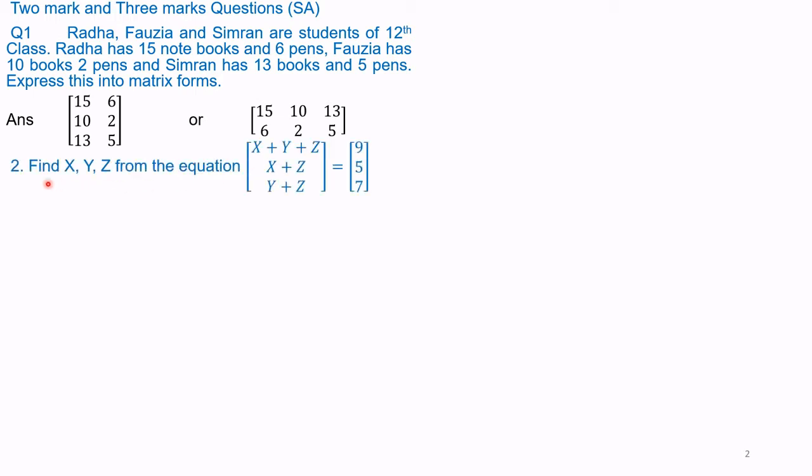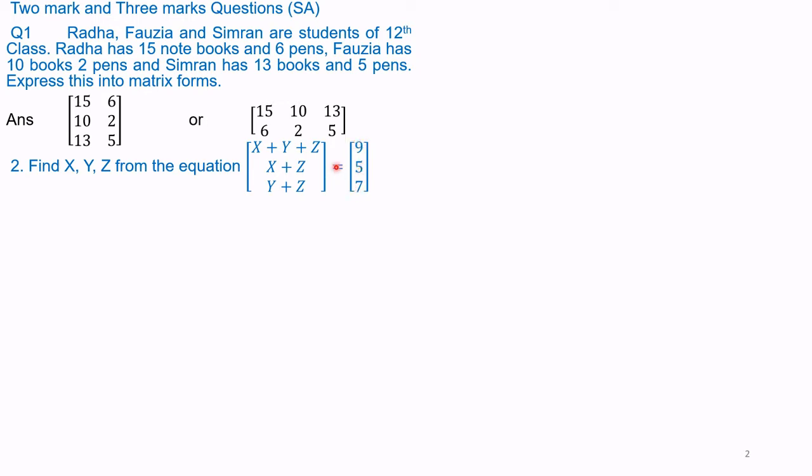Question number 2. Find x, y, z from the equation. It is given in a matrix. First row is x plus y plus z, second row is x plus z, and third row is y plus z. Close the bracket as usual for a matrix. And on the right hand side it is given 9, 5, 7.